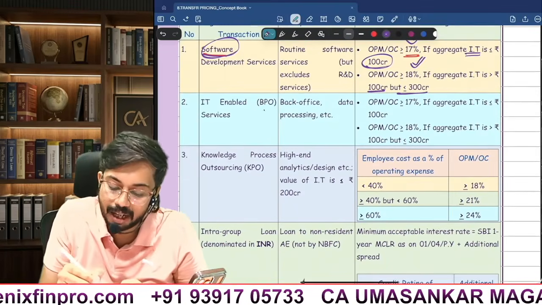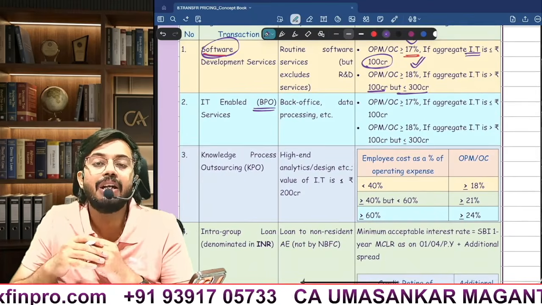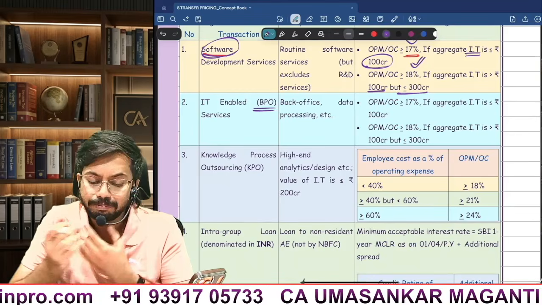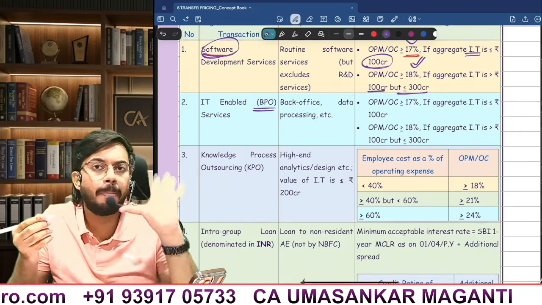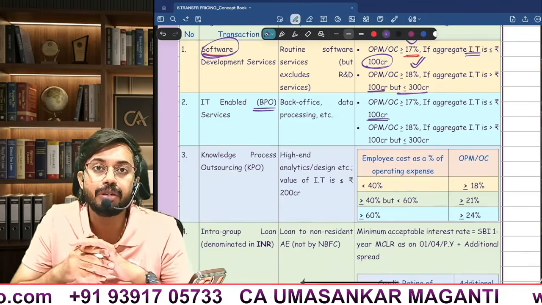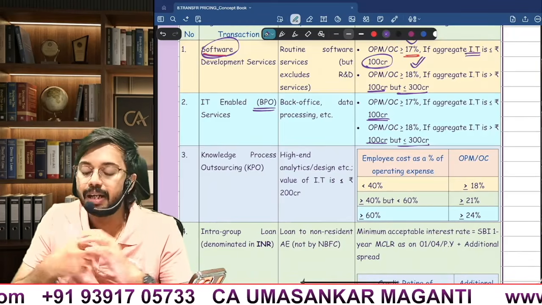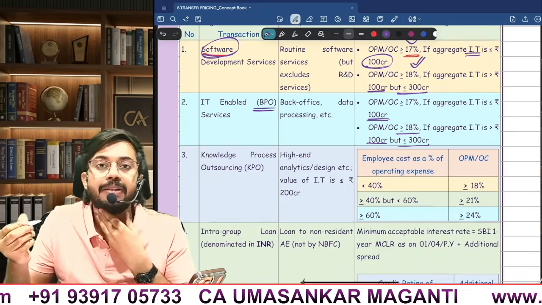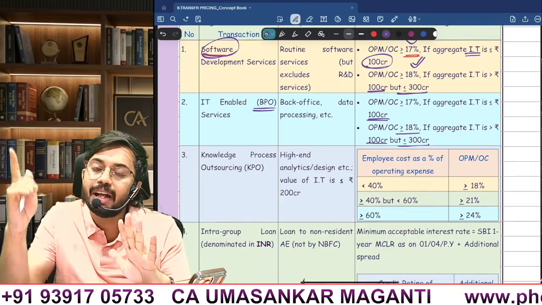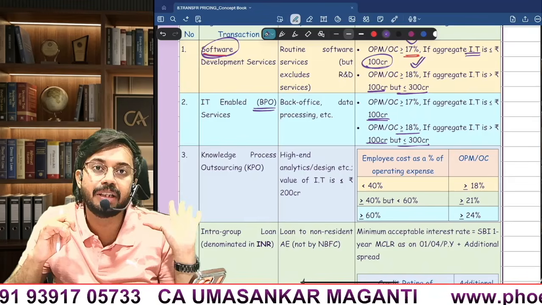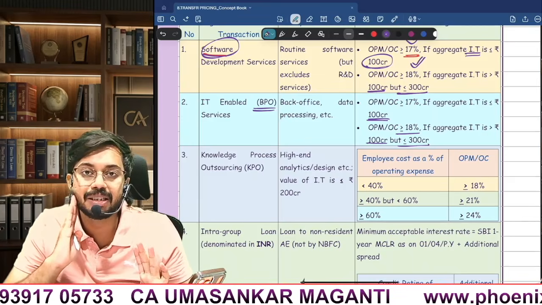Next, IT enabled services, BPO services, business process outsourcing. You know BPOs, right? In Hyderabad, most of the companies, whatever work they are doing, that is BPO work only. Okay. So if BPO services are provided to an entity located outside India, then also it is the same, copy paste. If the amount of international transactions is up to 100 crores, you need to maintain a 17% operating profit margin. If the international transaction is greater than 100 crore but less than or equal to 300 crore, you need to maintain an 18% operating profit margin. So remember, software services, BPO services: international transaction value less than 100 crores, minimum margin 17%; international transaction value more than 100 crores up to 300 crores, margin is 18%. Are you able to understand? Clear everybody?